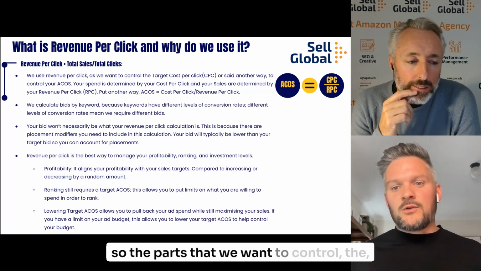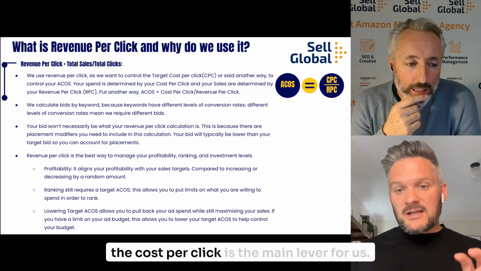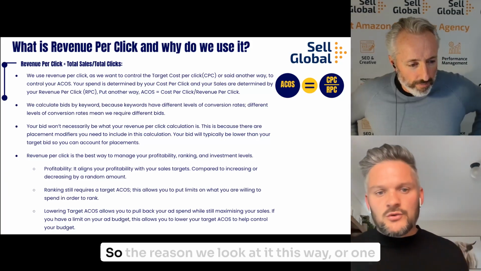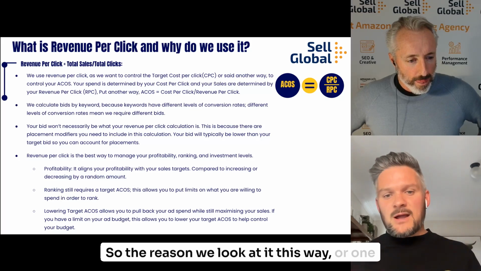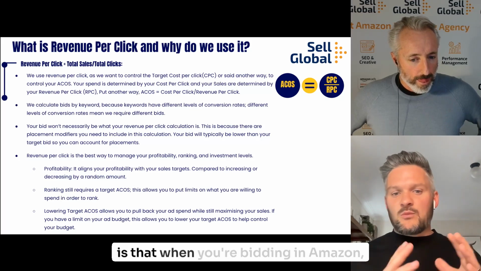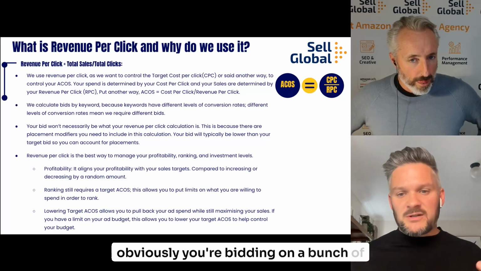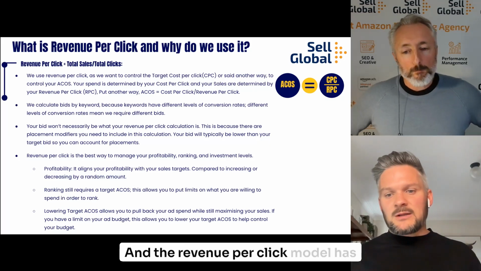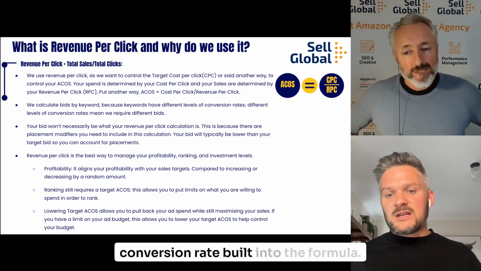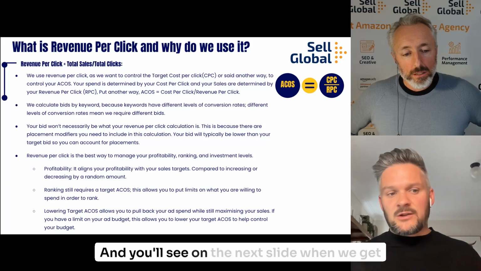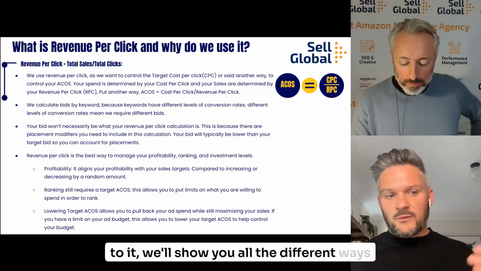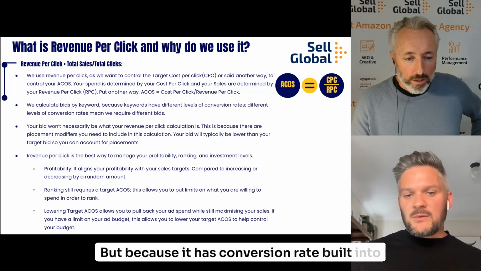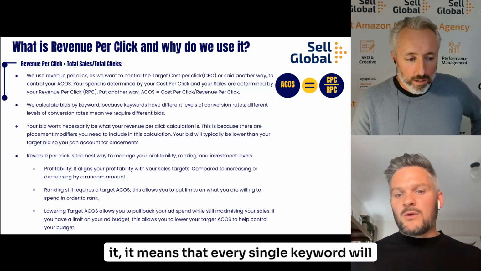So the parts that we want to control, the cost per click is the main lever for us, but also how much revenue we bring in the door. The reason we look at it this way is that when you're bidding in Amazon, obviously you're bidding on a bunch of different keywords. They all have different conversion rates, and the revenue per click model has conversion rate built into the formula. And you'll see on the next slide when we get to it, we'll show you all the different ways that you can calculate the revenue per click. But because it has conversion rate built into it, it means that every single keyword will have a different bid.